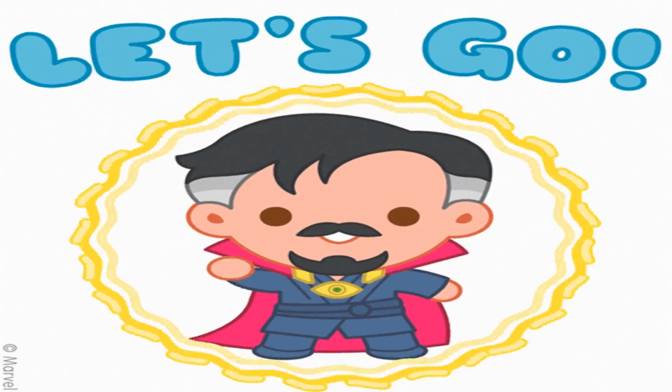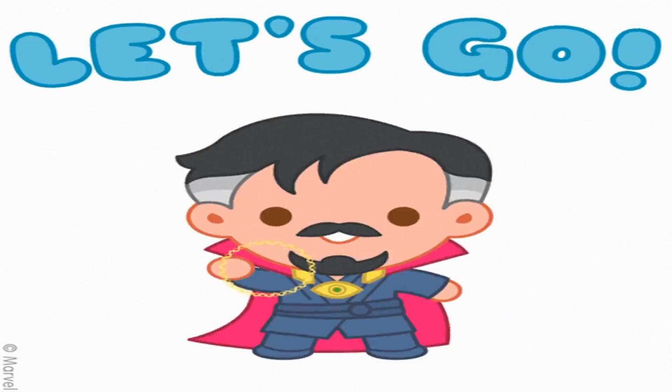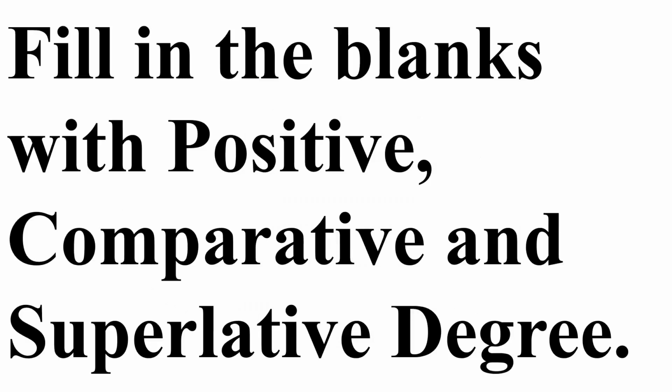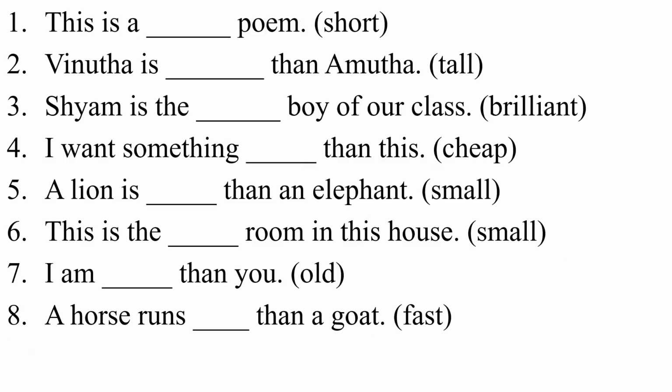Now let's solve an example related to degree. The question is fill in the blanks with positive, comparative and superlative degrees. The first sentence is this is a dash poem and the adjective is short. Here, poem is only one. No comparison is made here. So here we will fill positive degree short.